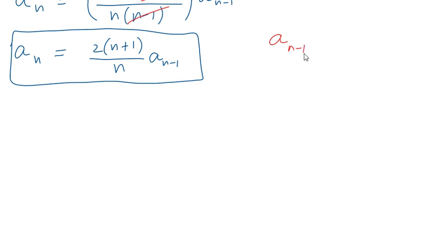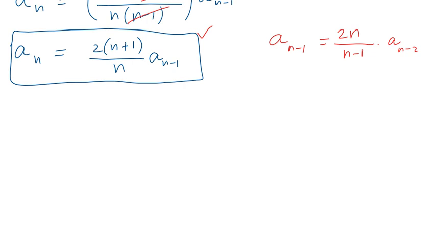A sub n minus 1, using this formula, can be obtained by replacing n by n minus 1. So, a sub n minus 1 is 2 times n minus 1 plus 1 over n minus 1 times a sub n minus 2. So, I can just have n on top and then n minus 1 as the denominator times a sub n minus 2.